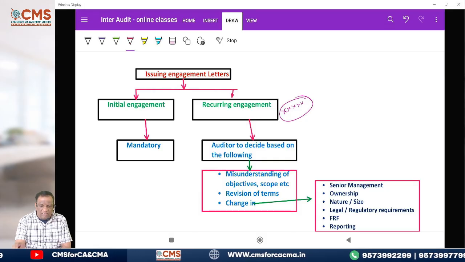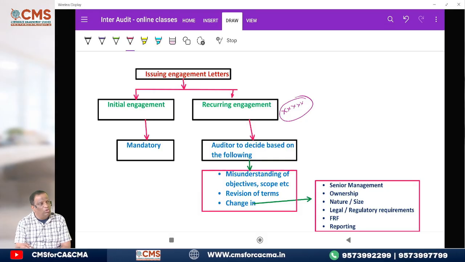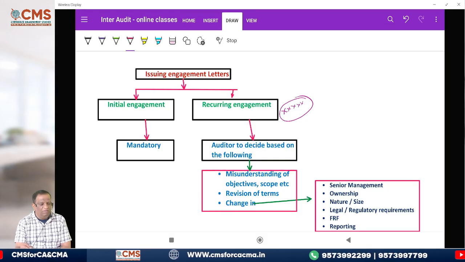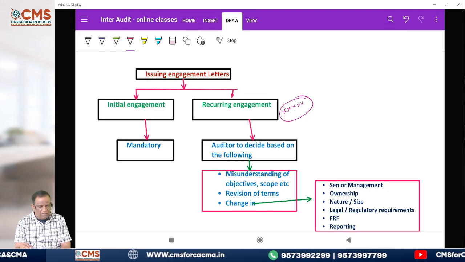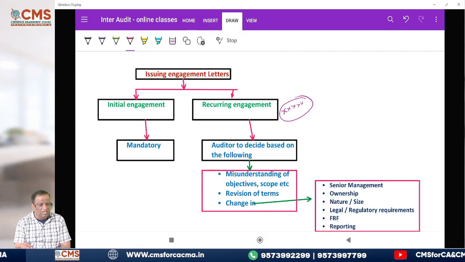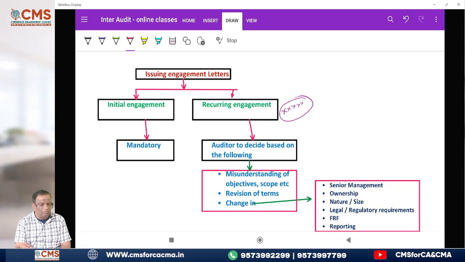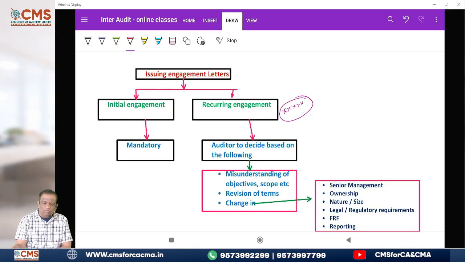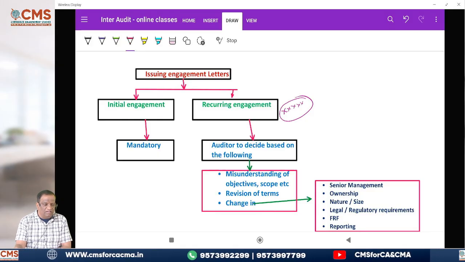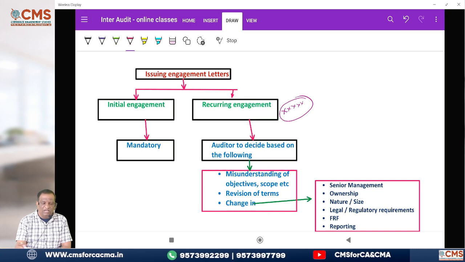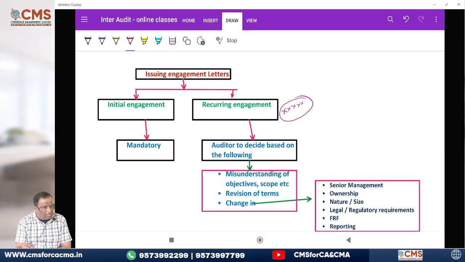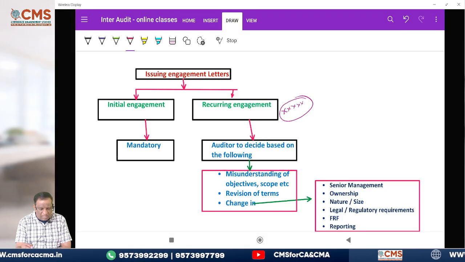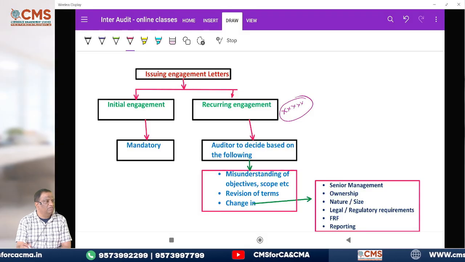But if it is a recurring engagement, this is an old question, a very traditional question, and on and off it is repeating. So the probability in the new dynamics is a little low, but still, it was a very important one. So do I have to issue this every year? That is what a recurring engagement is. They say the auditor will decide. That is not mandatory. If the auditor believes, based on these considerations, he will issue. Otherwise, he will not issue.